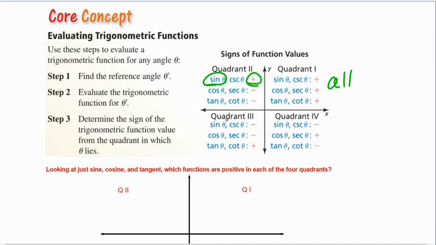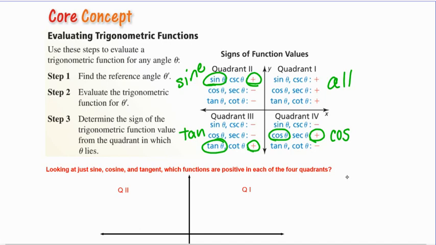If my angle is in quadrant 3, tangent is going to be positive. And if my angle is in quadrant 4, cosine is going to be positive. So all of them are positive in quadrant 1. Sine is positive in quadrant 2, the others are negative. Tangent is positive in quadrant 3, the others are negative, and cosine is positive in quadrant 4, the others are negative.